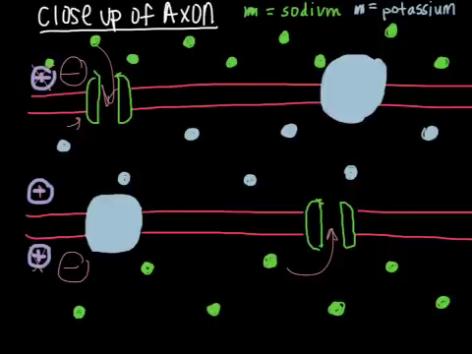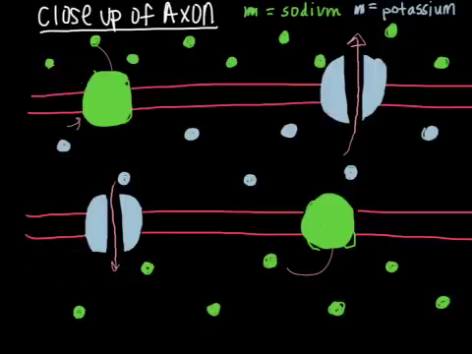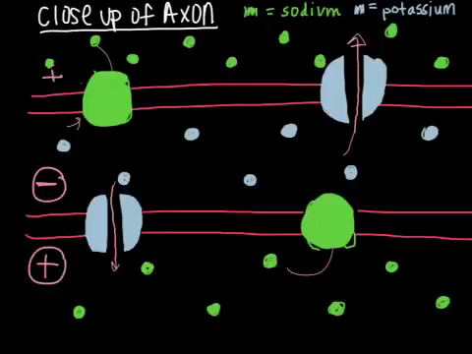At 40 millivolts, the sodium channels close and the potassium channels open, allowing potassium to leave the cell. This makes the inside more negative relative to the outside. Then the potassium ions go out of the cell in repolarization to make the inside more negative, like in the beginning, resetting the membrane potential.